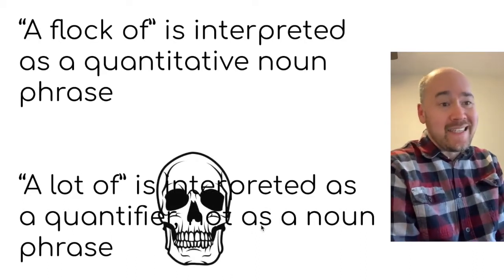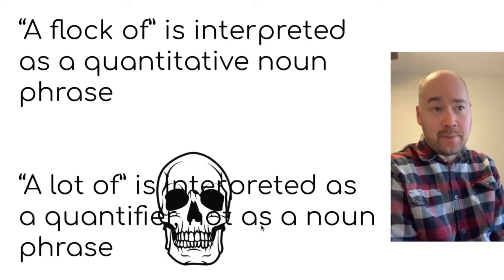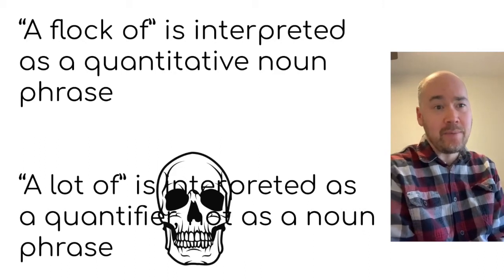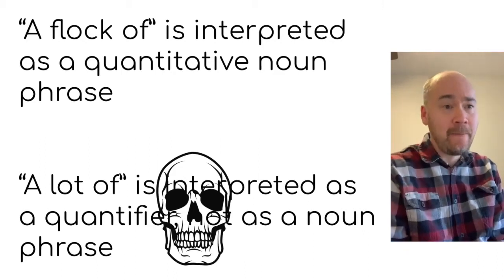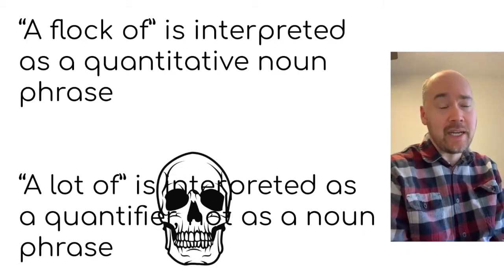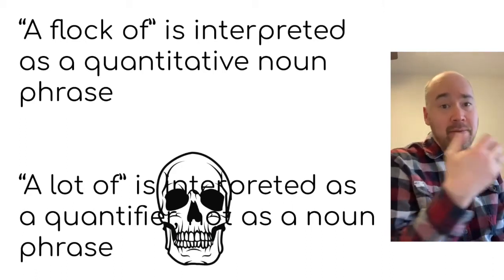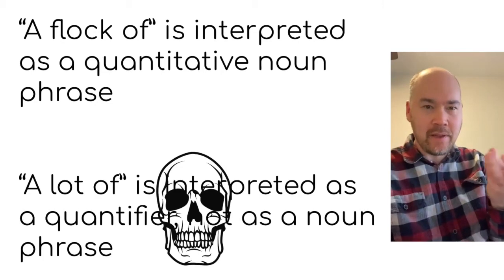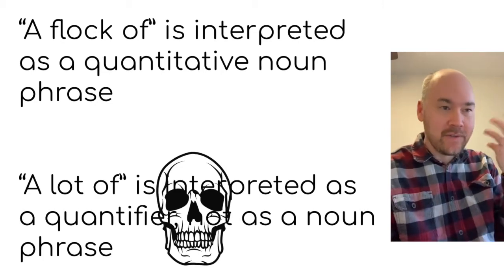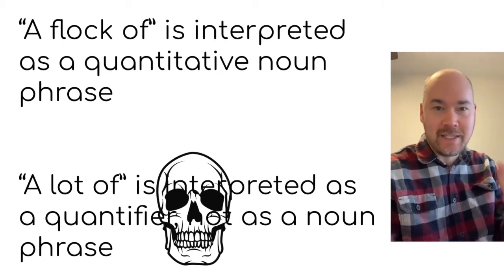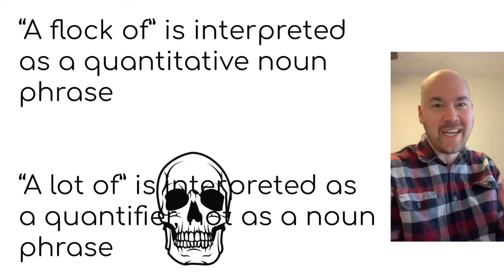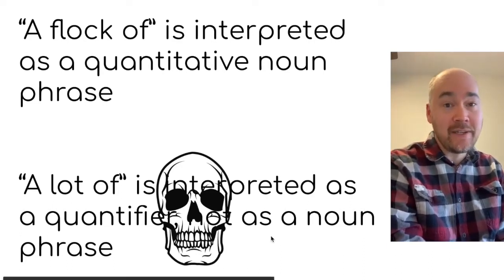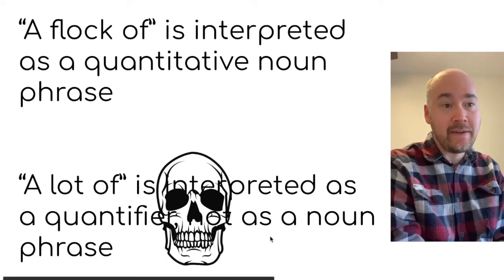So I call these dead quantitatives because they probably started their lives as quantitatives, similar to "a flock of," and people just began to interpret them differently. Because when people said "a lot of people" or "a lot of dogs" or "a lot of things," they were usually talking about the things and not about the lot. And so phrases like "a lot of" just got reinterpreted over time as some extraneous information about the people, not as a subject in its own right. So that's why I call it a dead quantitative, because it no longer functions as a quantitative.